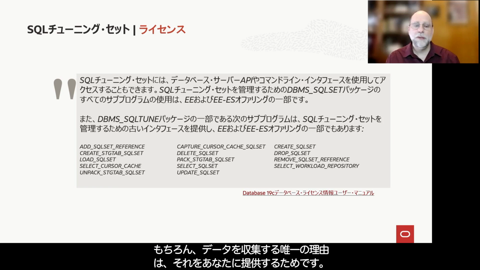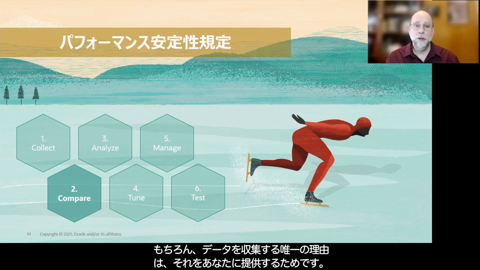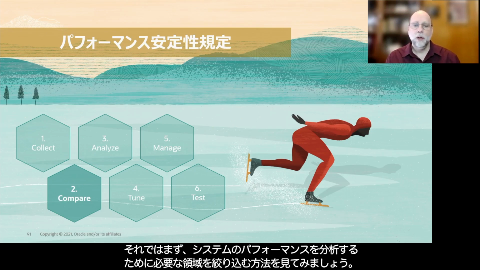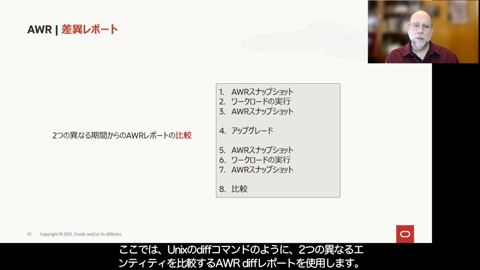Of course, the only reason to collect that data is to put it to use. So let's start by taking a look at a way that you can hone in on the areas that you need to analyze when it comes to your system performance. What we're going to do is we're going to use an AWR diff report, which, just like a Unix diff command, is going to compare two different entities.